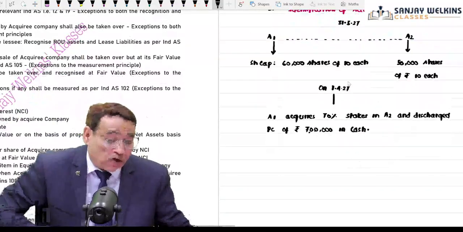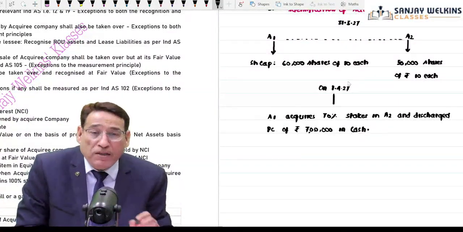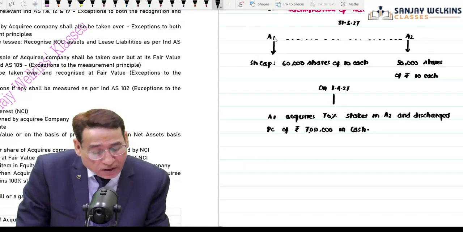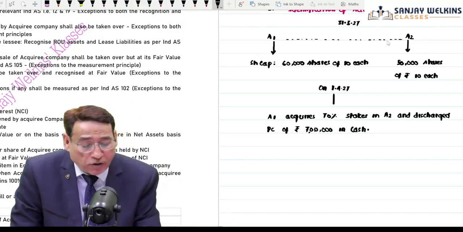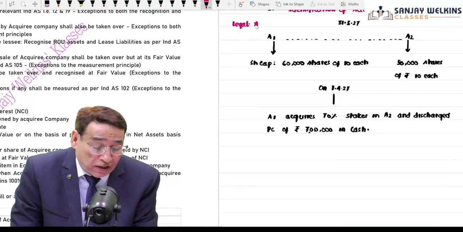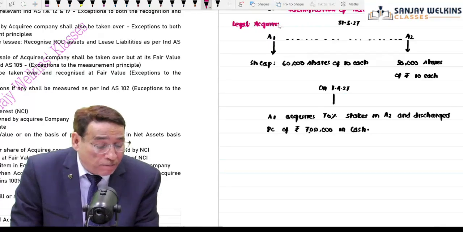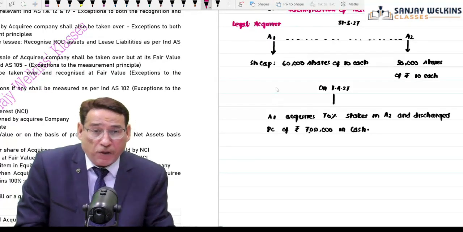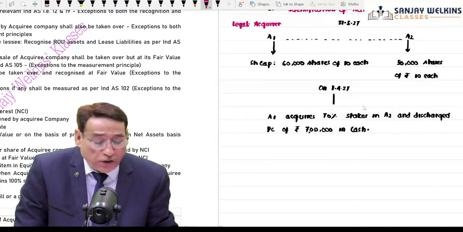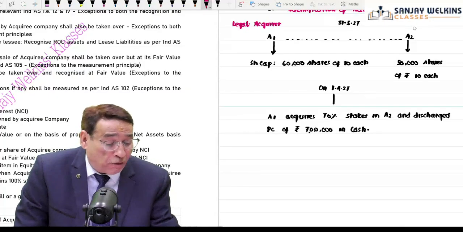Now in this question, first of all, let me know who is the legal acquirer and who is the legal acquiree. It is very simple to answer. Because A1 is making the investment, quite obviously A1 will be considered as legal acquirer. It is very easy to determine. Because A1 is getting control over the other enterprise, purchasing the stakes in the other entity, A1 is legal acquirer and A2 will be considered as legal acquiree.